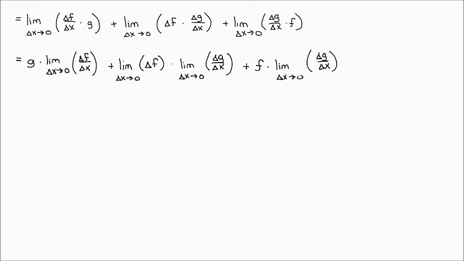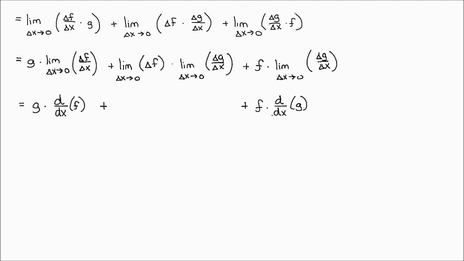However, the first one here, the limit as delta x approaches 0 of change in output over change in input, that's the definition of a derivative. That's the prime definition of a derivative. That's g just times d dx of f, plus, I'm going to skip that middle part and walk over here, plus f times, well, this last term here, the limit as delta x approaches 0 of the change in output over change in input. That again is the definition of derivative. So that will be d dx of g.